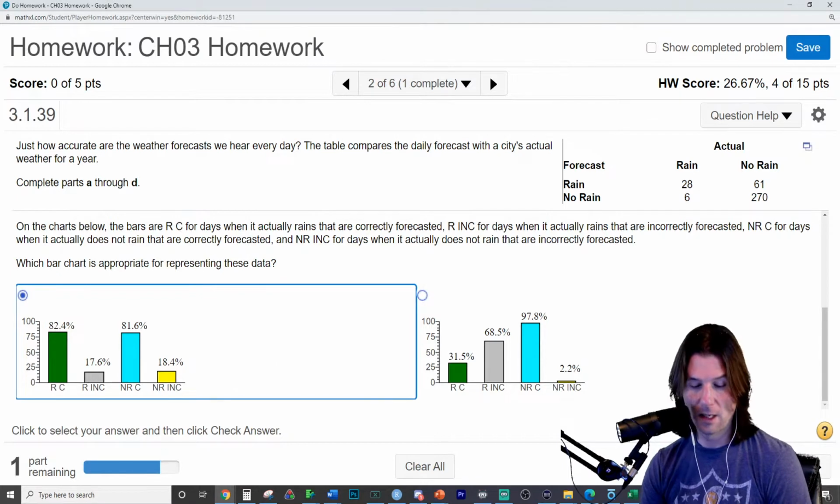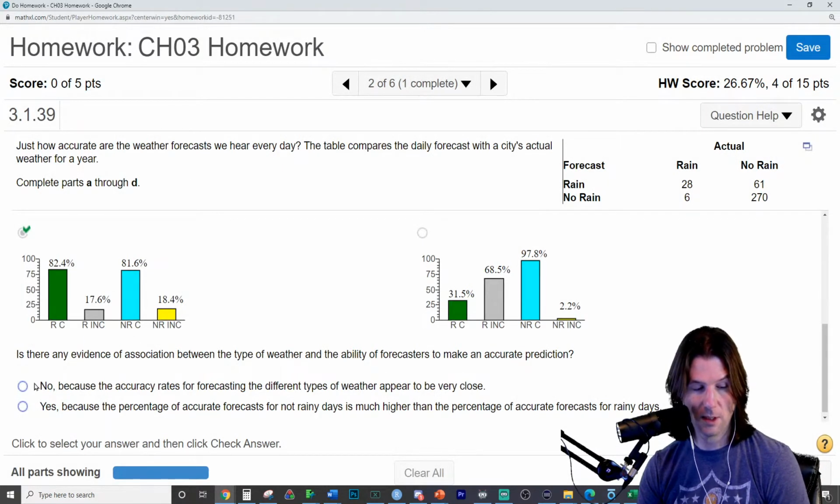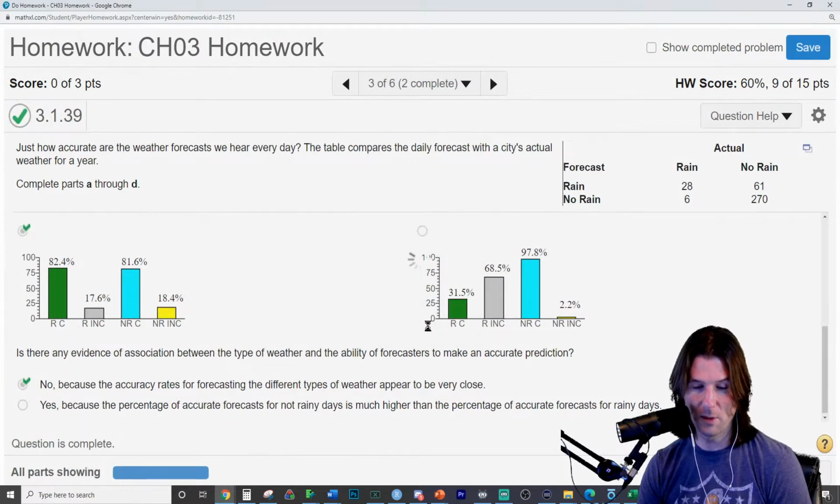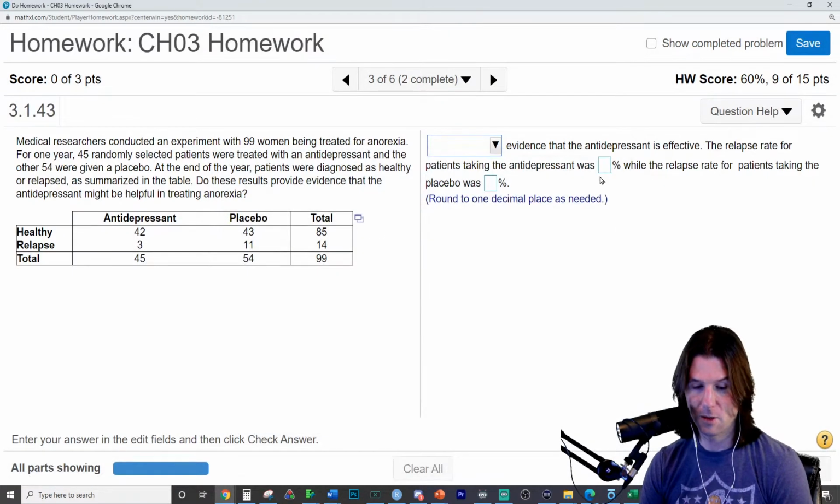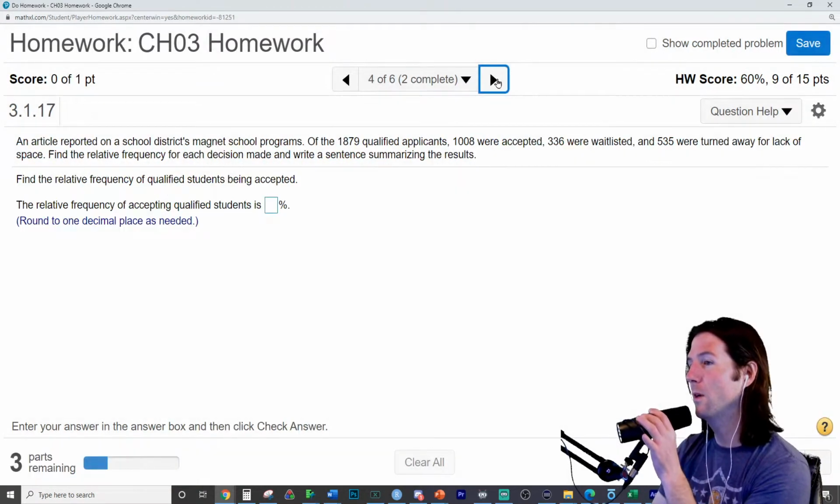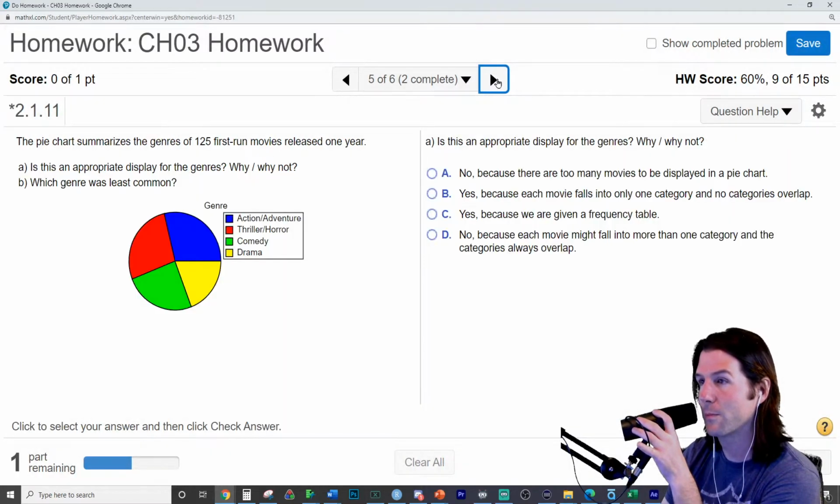So there you go. Does there look to be an association? These differences are very small, so it does not look like there's an association. And we're good to go on that one. This one right here is pretty. We got the placebo one. That one doesn't take long. That one's super easy.